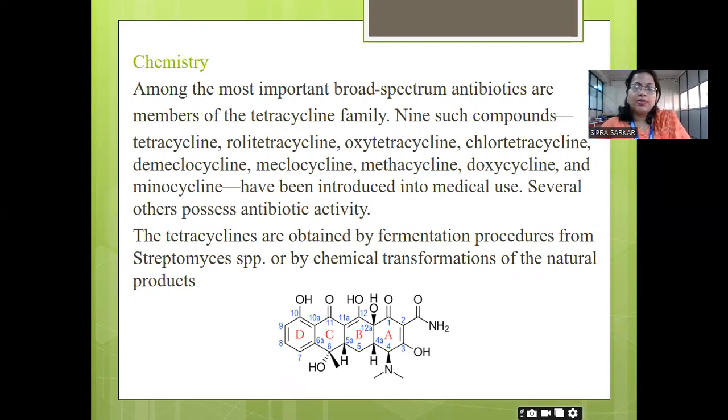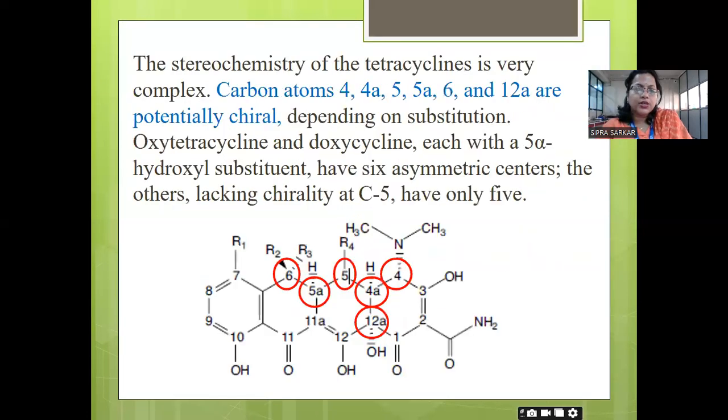Several other compounds possess antibiotic activity also. The tetracyclines are obtained by fermentation procedures from Streptomyces species or by chemical transformation of the natural products. That means they are generally derived from bacteria through the fermentation process. Or sometimes, if they are not available from fermentation of bacterial sources, they can be produced by synthesis also. Next, the stereochemistry of the tetracycline is very complex.